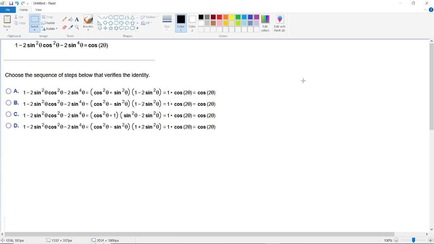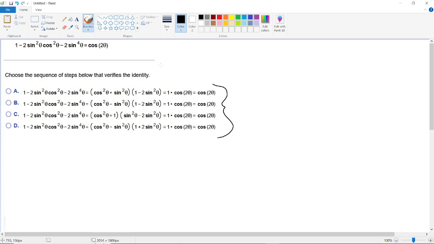7-6, number 6. They have this: 1 minus 2 sine squared theta cosine squared theta minus 2 sine to the 4th theta equals cosine 2 theta. You can prove that identity if you want, or you can work with the answer choices. They say choose the sequence that verifies the identity. Well, let's verify. Let's see which one of these works.